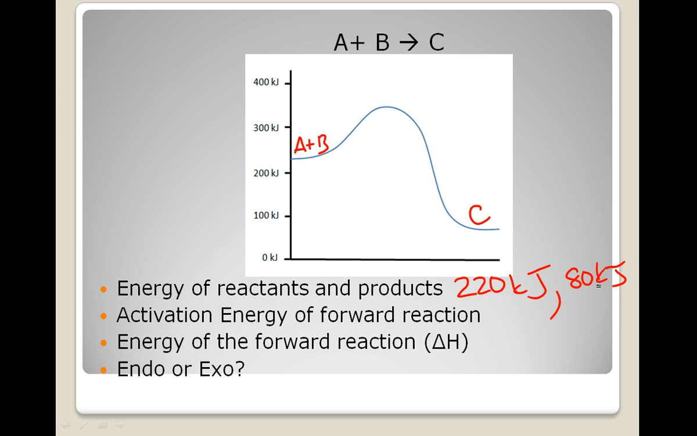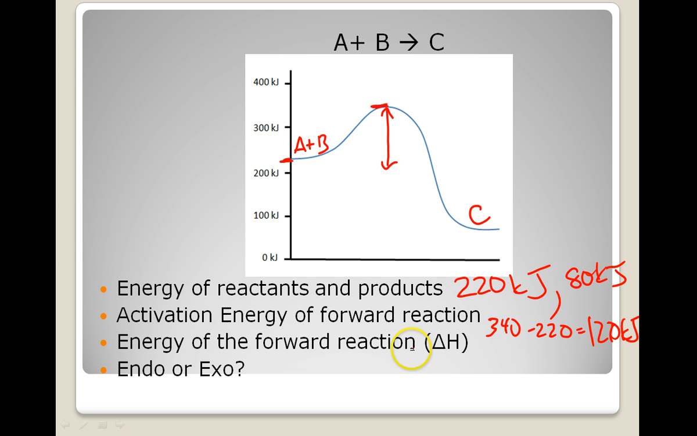We could also ask, what is the activation energy of the forward reaction? Again, that is the energy to get to the top of the hill. In this case, we're going from about 220 up to, I don't know, 340. So we would just take the difference then. We get about 120 kilojoules. So that would be my activation energy.